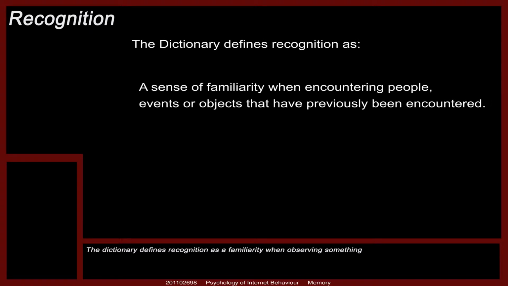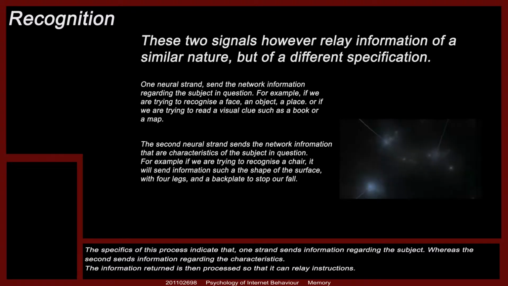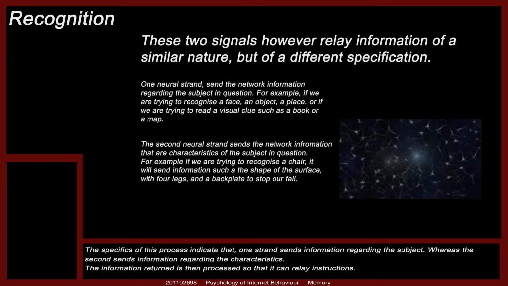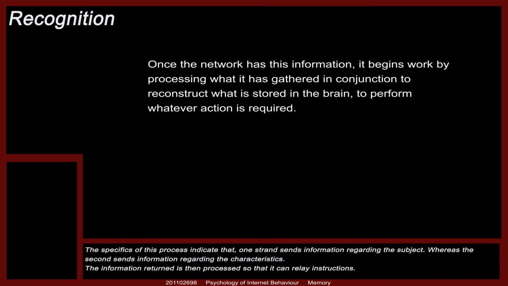The dictionary defines recognition as a familiarity when observing something. As we discussed with memory, neurologists believe that when a person has viewed something, two neurons transcend electronic signals with information. The specifics of this process indicate that one strand sends information regarding the subject, whereas a second sends the information regarding the characteristics. The information returned is then processed so it can relay instructions. And there are different characteristics sent depending on the subject.